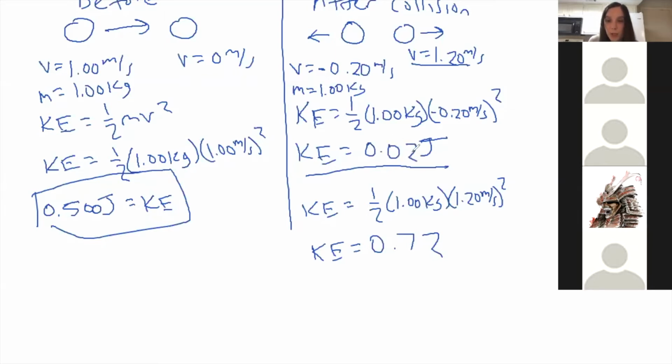Okay, so it actually should be 0.02 joules. And there was sig figs again, we have 2 here, 3 here, so we should put 2 here. So 0.020 joules of kinetic energy. And then this one has 0.72 joules kinetic energy. So the total amount, you would add them together.